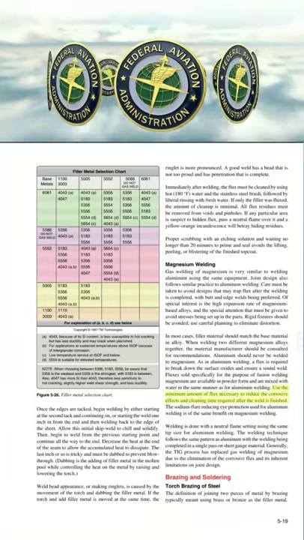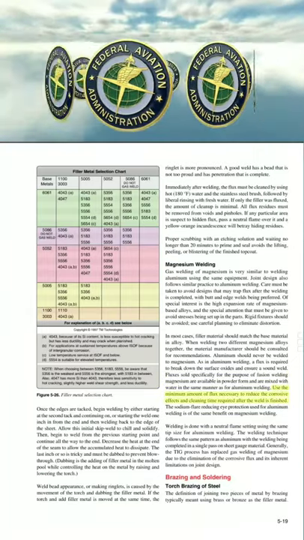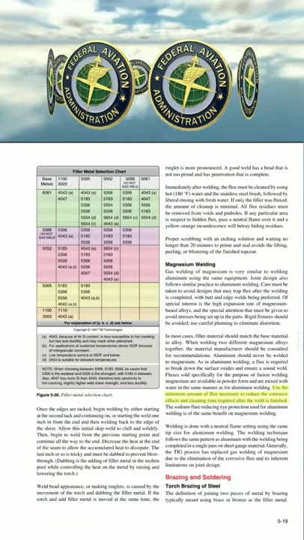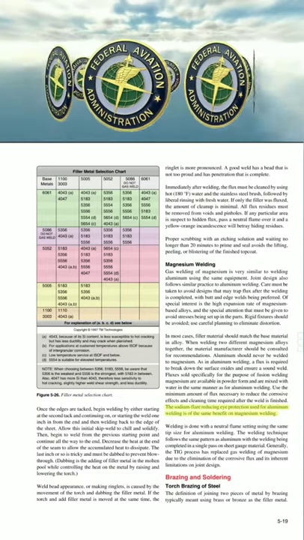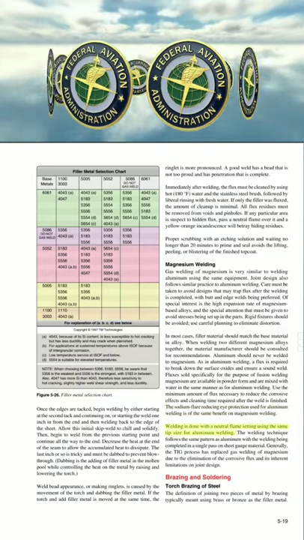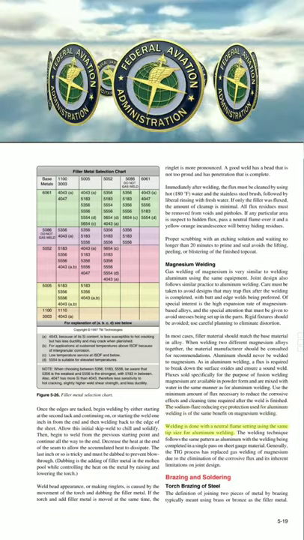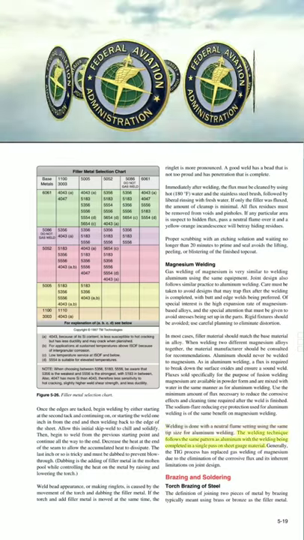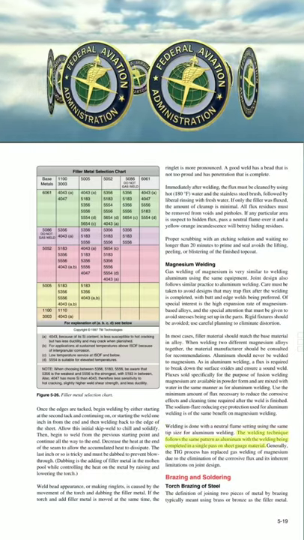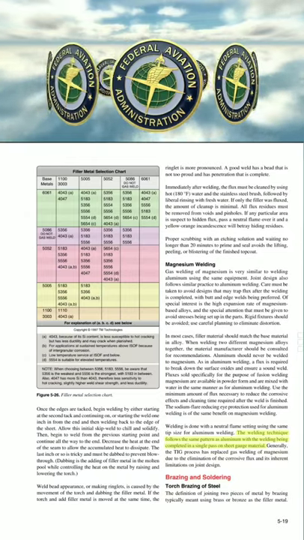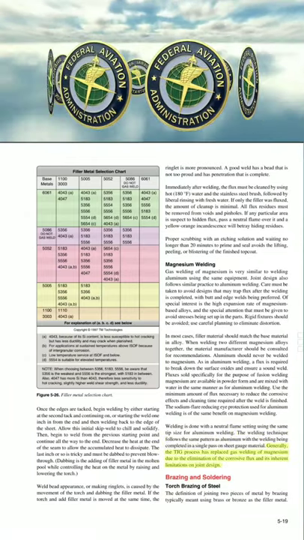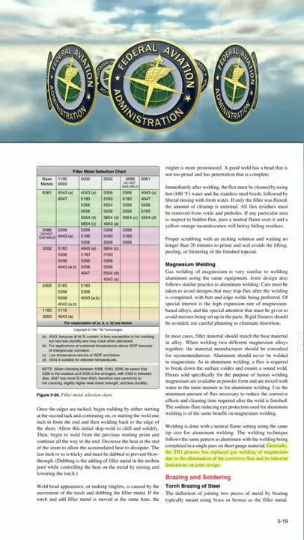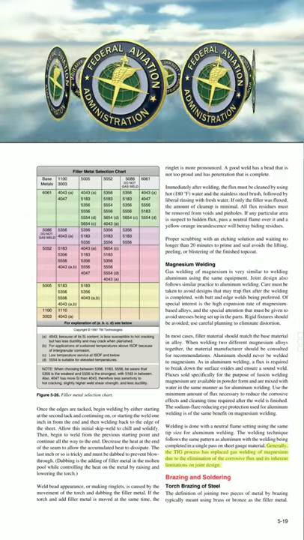Use the minimum amount of flux necessary to reduce the corrosive effects and cleaning time required after the weld is finished. The sodium flare reducing eye protection used for aluminum welding is of the same benefit on magnesium welding. Welding is done with a neutral flame setting using the same tip size as for aluminum welding. The welding technique follows the same pattern as aluminum, with the welding being completed in a single pass on sheet gauge material. Generally, the TIG process has replaced gas welding of magnesium due to the elimination of the corrosive flux and its inherent limitations on joint design.